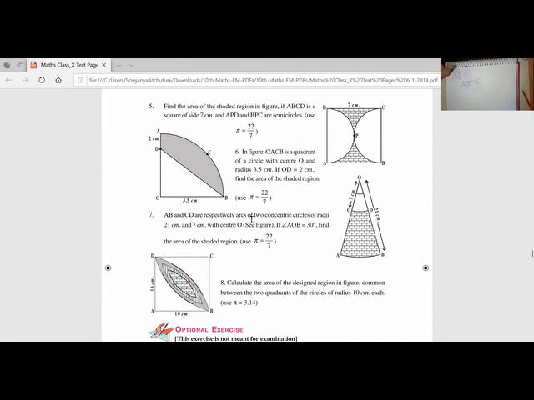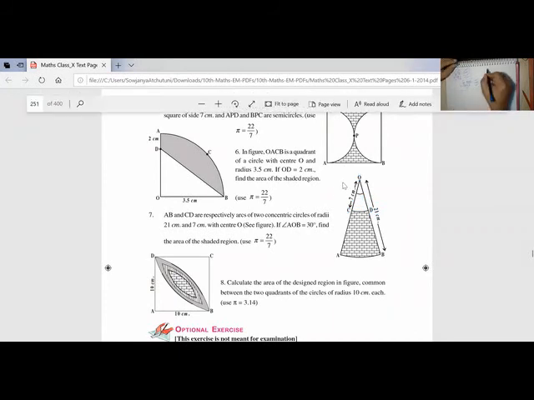So let's do problem number 7. A, B, C, D are two concentric circles of radius 7 and 21. What is the shaded zone? This is 30 degrees. This is 30 degrees. So let us see 7 and 21.